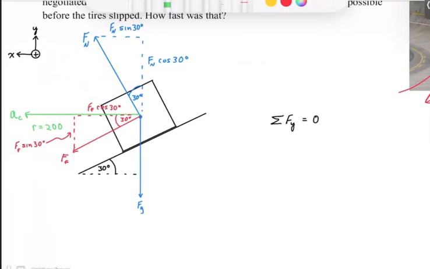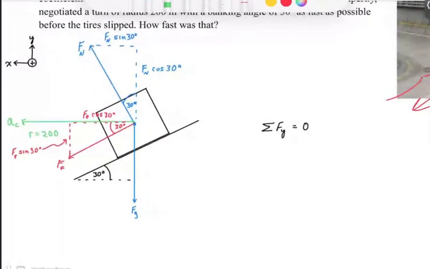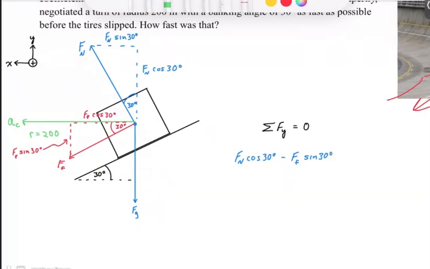So if I look at this, I've got in the y direction Fn cos 30, that's this upward one here. And then I've got the downward component of the force of friction, so minus the force of friction sine 30 degrees, and minus the force of gravity. And all that should add up to 0.